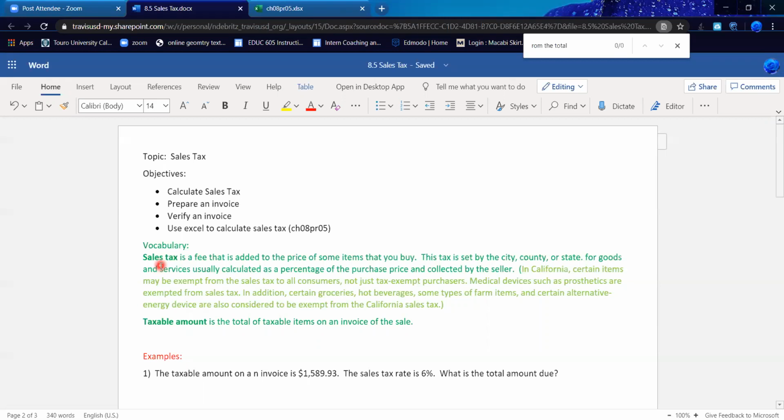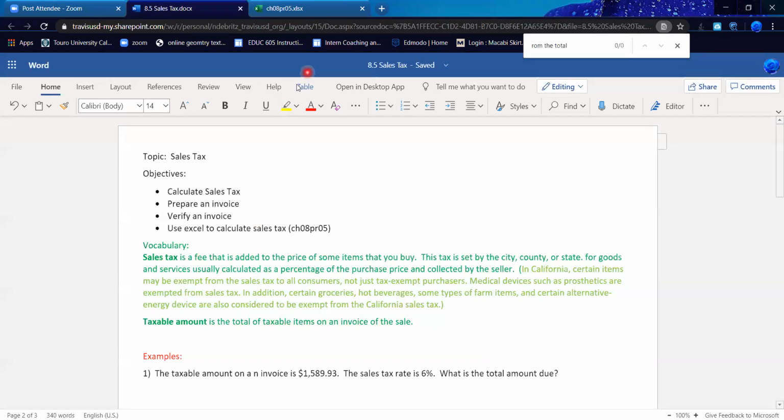In California, certain items may be exempt from the sales tax to all consumers, not just tax-exempt purchases. Medical devices such as prosthetics are exempt from sales tax. In addition, certain groceries, hot beverages, some types of farm items, and certain alternative energy devices are also considered to be exempt from the California sales tax. Taxable amount is the total of the taxable items on an invoice of the sale.